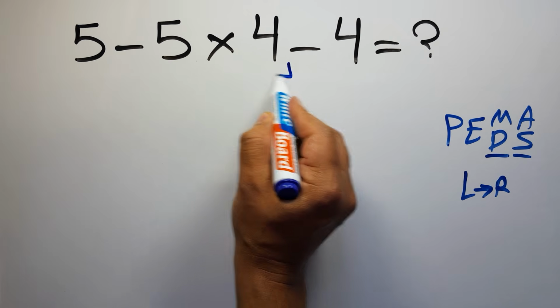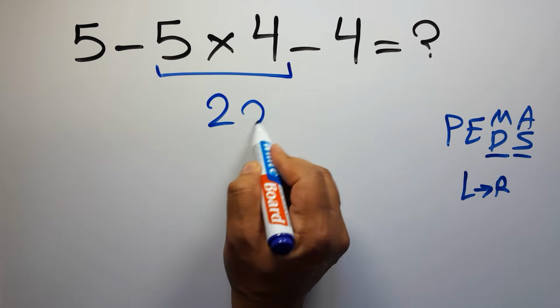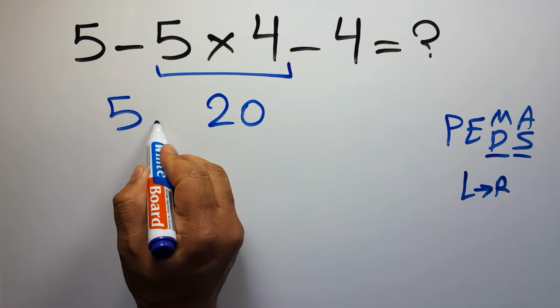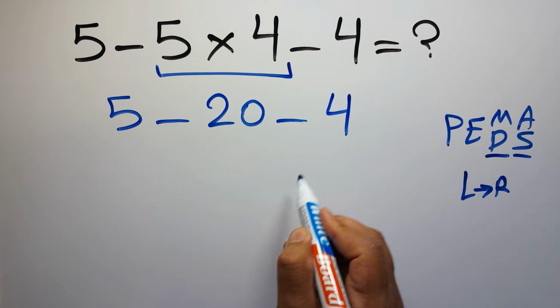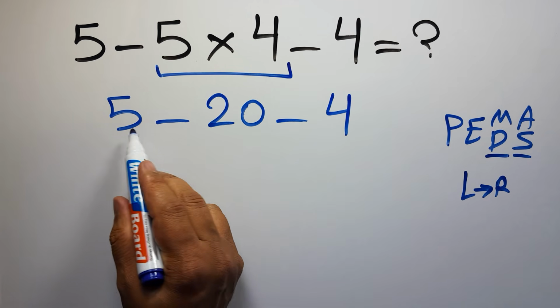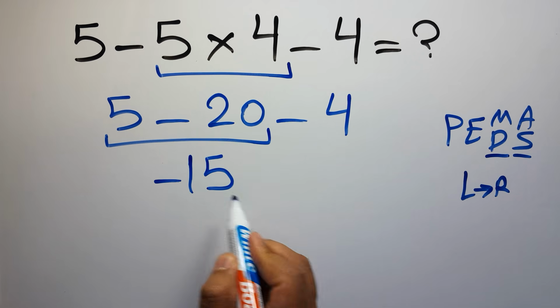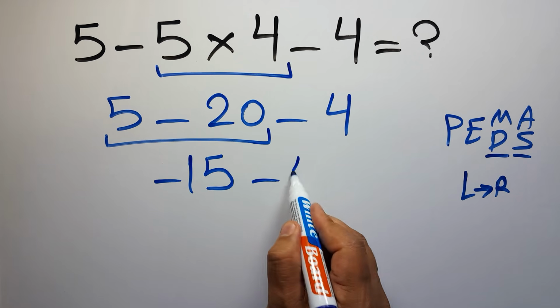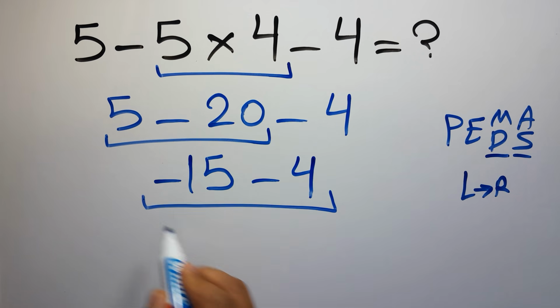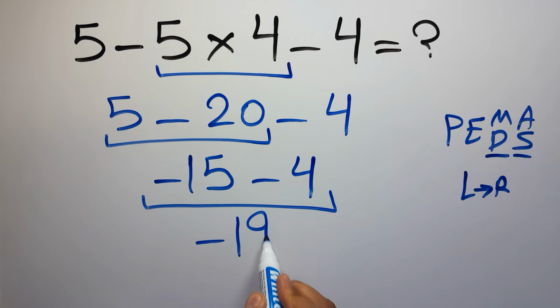5 times 4 gives us 20. So we have 5 minus 20 minus 4. Now we have to do this subtraction. 5 minus 20 gives us negative 15. So negative 15 minus 4, which equals negative 19.